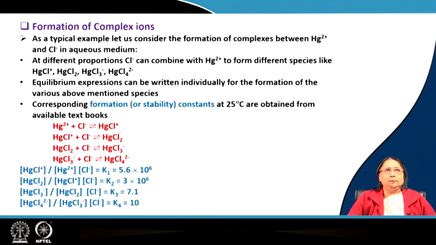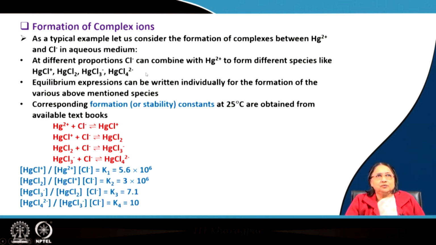Now, formation of complex ion. What is the complex ion? Here it is shown as a typical example. Let us consider the formation of complexes between mercury 2 plus and chloride. Why am I saying it is complex? Because in different proportions chloride can add up to mercury 2 plus to form different species. Okay. At different proportions it can add.